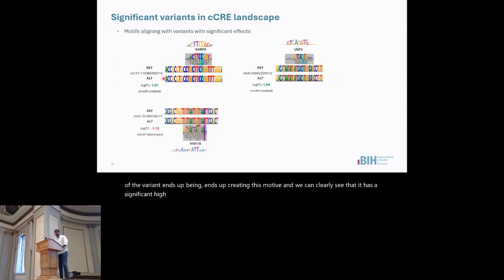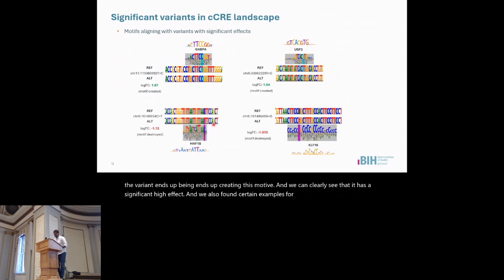We also found certain examples, for example, HNF1 beta or KLF16, where the presence of the variant destroys that motif, and we saw a reverse effect of a negative fold change relative to the reference. Now, this suggests that the presence of a variant will have an inverse effect in this context, but there were definitely some exceptions, which also suggest that there are additional mechanisms at play. Now, I just want to request you to keep these names in mind, as they're going to come up later.